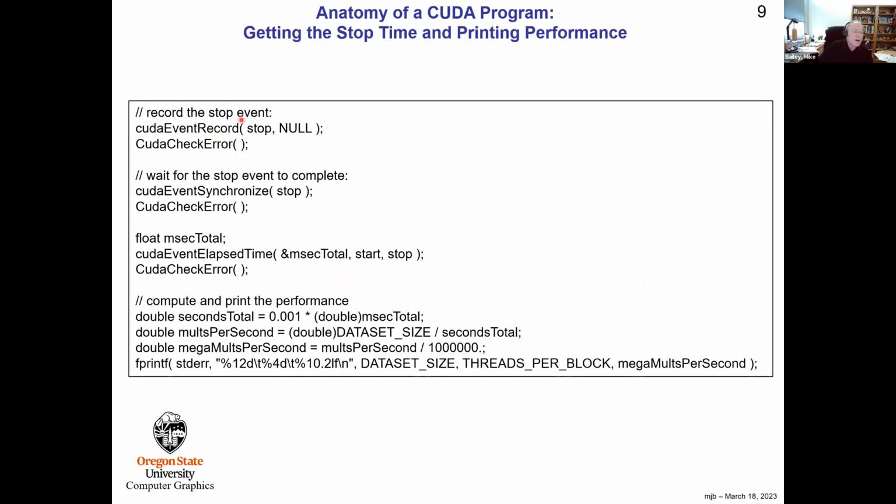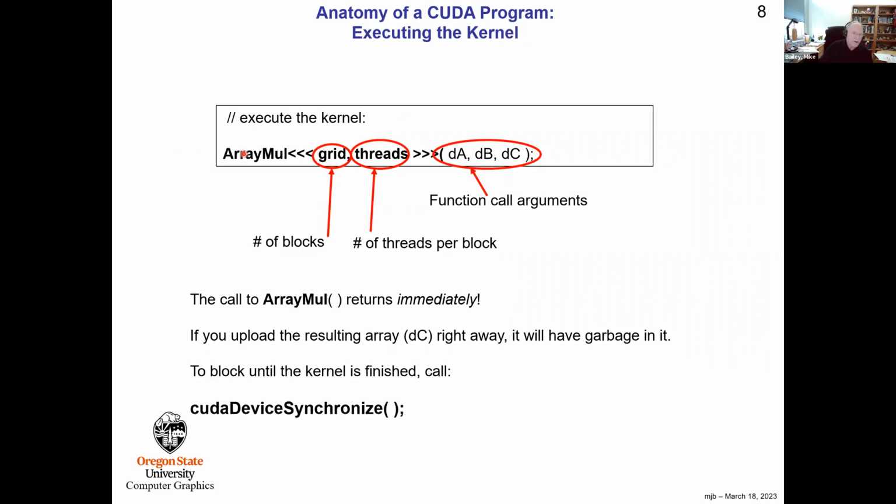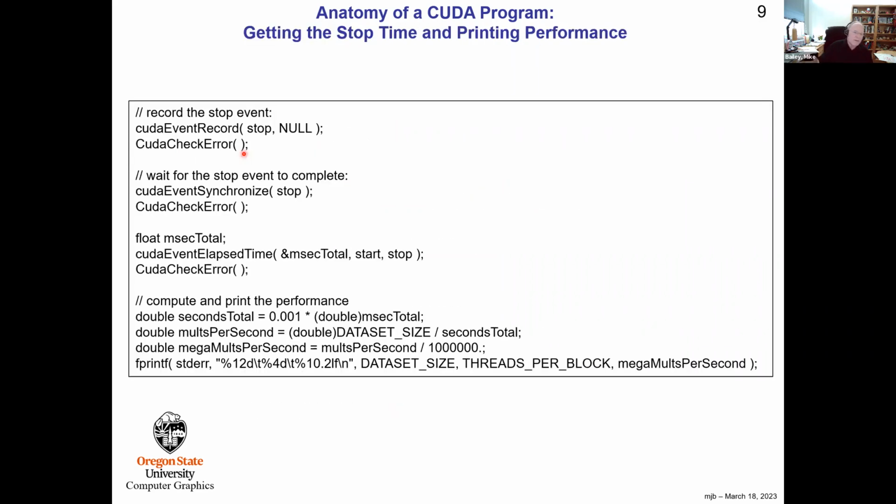So here we are clicking the stopwatch to stop at the end of the program. That is, we have called CUDA device synchronize. It's now come back. That means the kernel function is done running. We're going to click the stopwatch. It's going to return to us a number of milliseconds between the start and stop. We're going to turn that into seconds. We're going to take seconds and turn it into multiplies per second, and that's going to be a big number. So we're going to divide by 1,000,000 so that we can call it mega multiplies per second, and we're going to print it out.